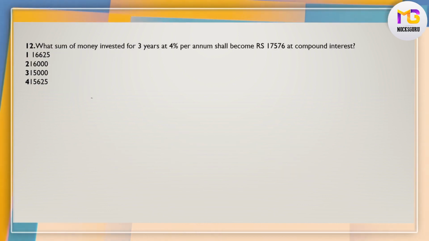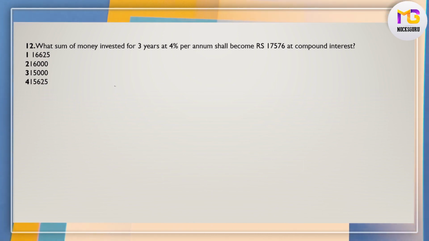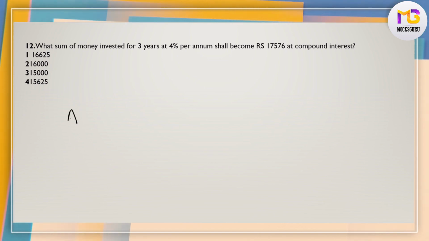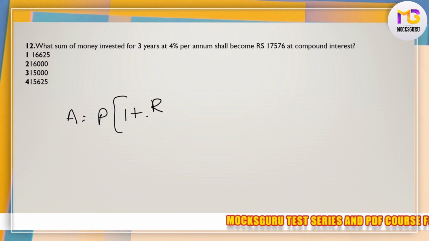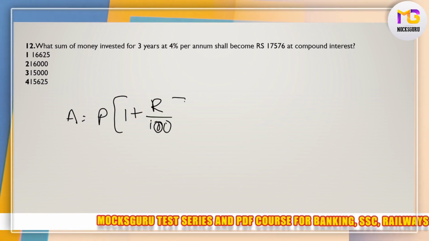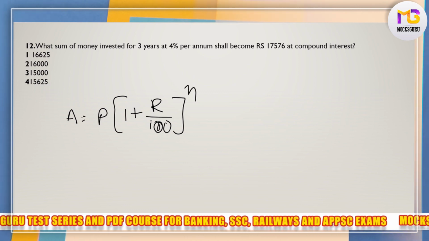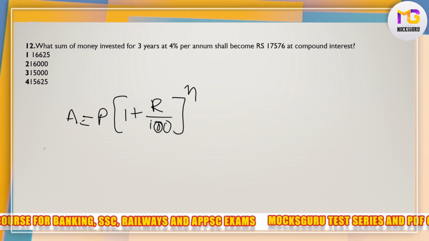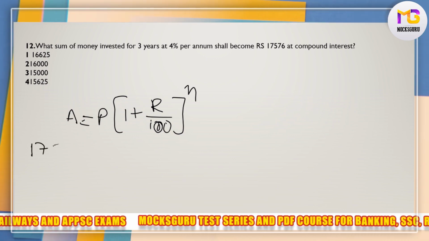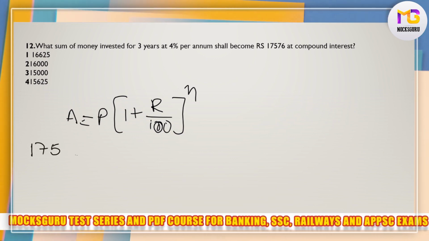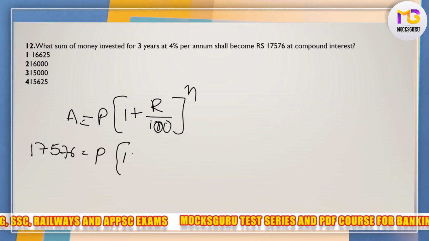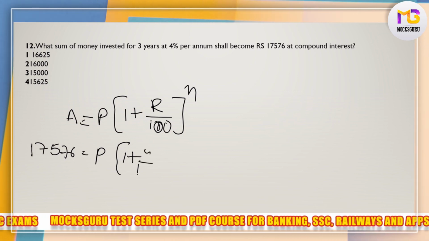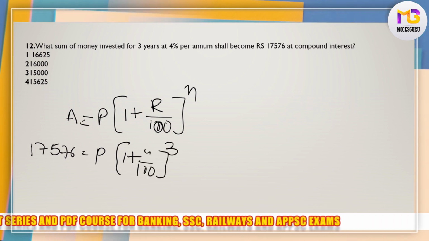Move to the next question. What sum of money invested for 3 years at 4% per annum shall be 17576 at compound interest? As we all know, the formula for compound interest is A equals P into 1 plus R by 100 whole power n. Here the amount is given, so we have to make it equal to the amount, then we'll get the principal. 17576 is equal to principal into 1 plus rate of interest 4 by 100, n is 3.